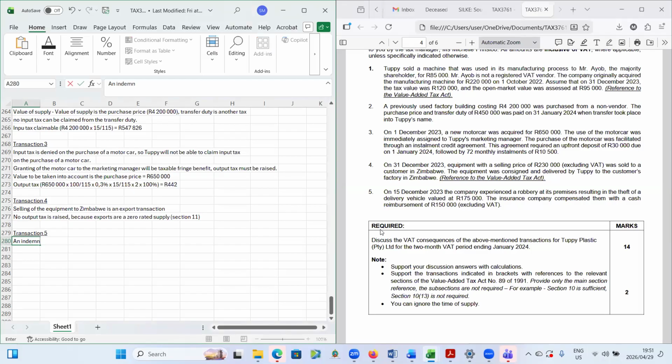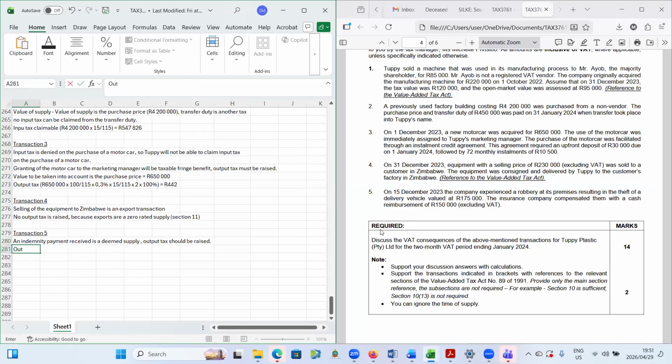An indemnity payment received is a deemed supply. And the output tax should be raised. Remember, it's a deemed supply if payment has been received in cash form.